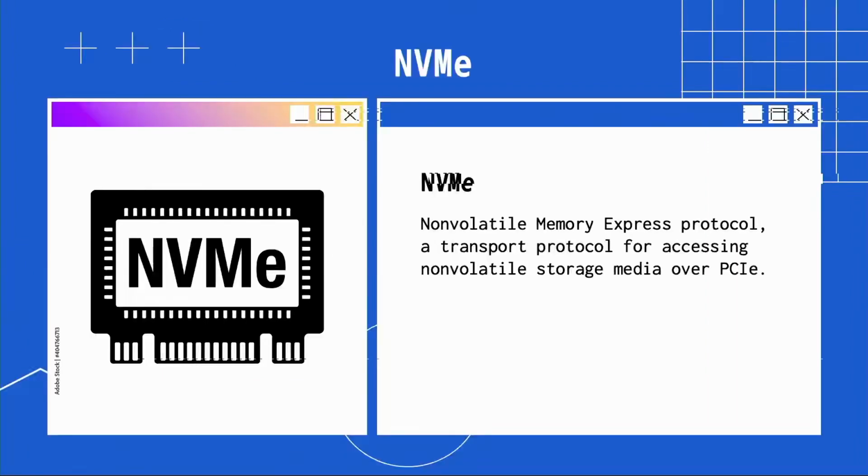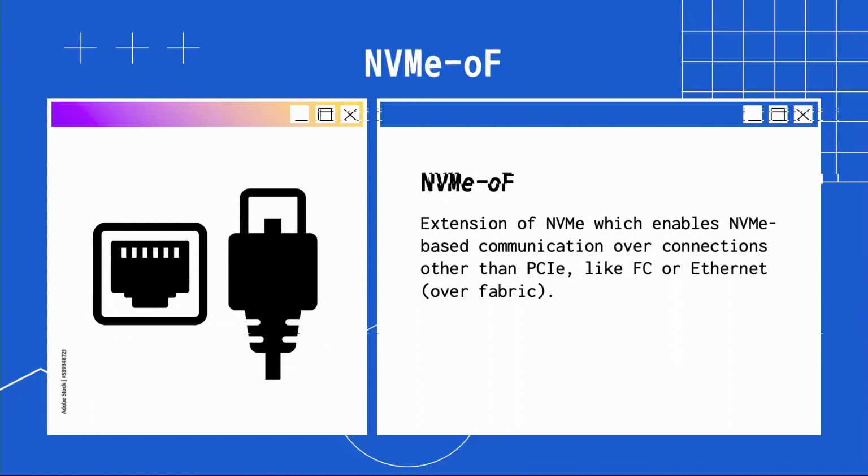So the hard definition of NVMe is the non-volatile memory express protocol, which is a transfer protocol for accessing non-volatile storage media over PCIe. Or in simpler words, just access to your local SSDs over the PCIe bus. Very simple. What's NVMe-oF? So NVMe-oF is an extension for this protocol, which allows you to access your devices over non-PCIe connections. So for example, accessing your SSDs over, for example, Fibre Channel or even Ethernet.